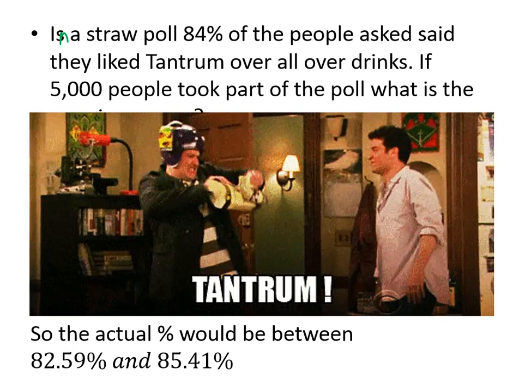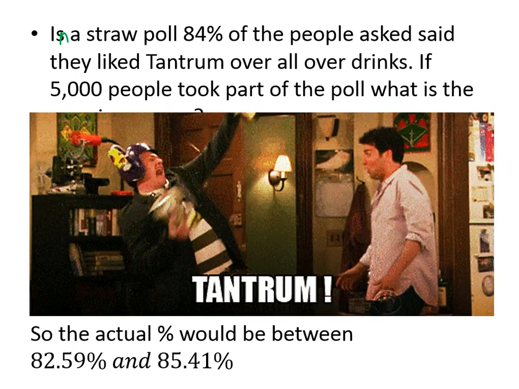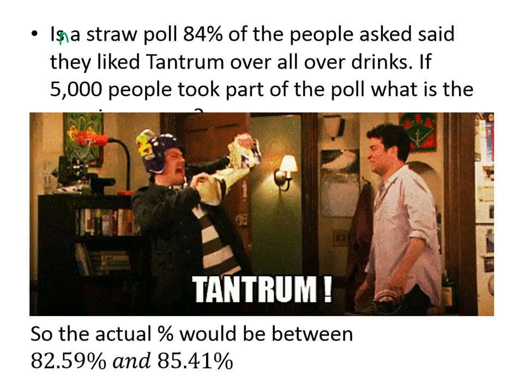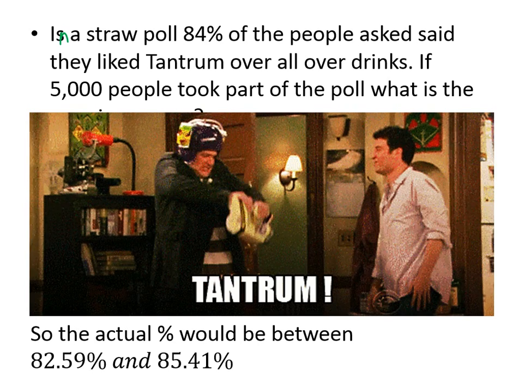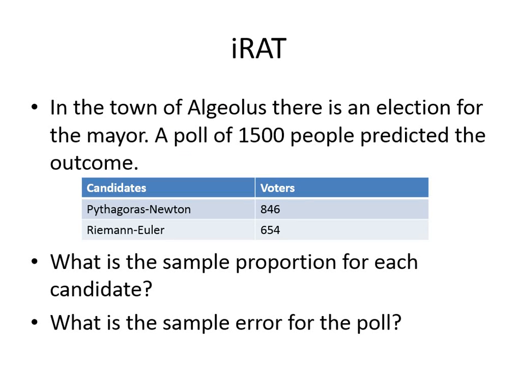Okay, so as you see, Marshall and Ted like Tantrum a lot, like 85% of the people that took this survey. All right, so your IRAT for this one. Your IRAT is a setup where we have the town of Algelus. There's an election for mayor, and before the election there was a poll of about 1,500 people, and they wanted to predict the outcome.